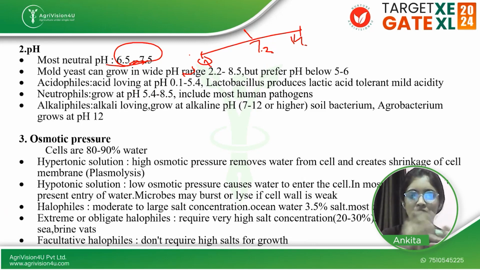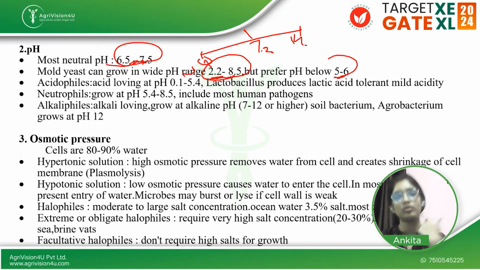For growth of the yeast, it won't be like only the acidic condition is required or only the basic condition is required. It can grow from acidic to basic, up to a wide range. That range is mentioned here, that is 2.2 to 8.5. But basically, it prefers the range of 5 to 6. It can grow under that 2.2 to 8.5, but the preferable range is 5 to 6.